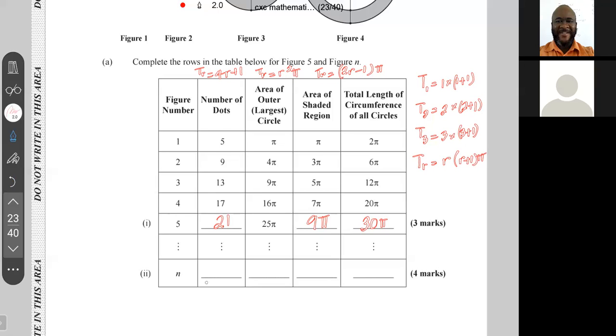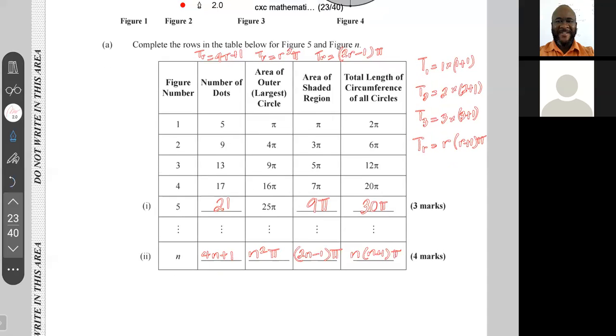So for figure n, this would be 4n plus 1. For figure n, this would be n squared pi. And this one would be 2n minus 1 pi. And this one would be n multiplied by n plus 1 pi. All right.